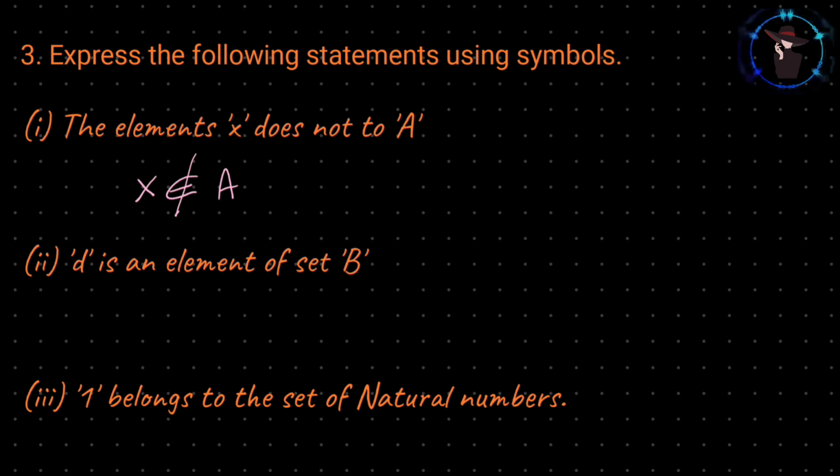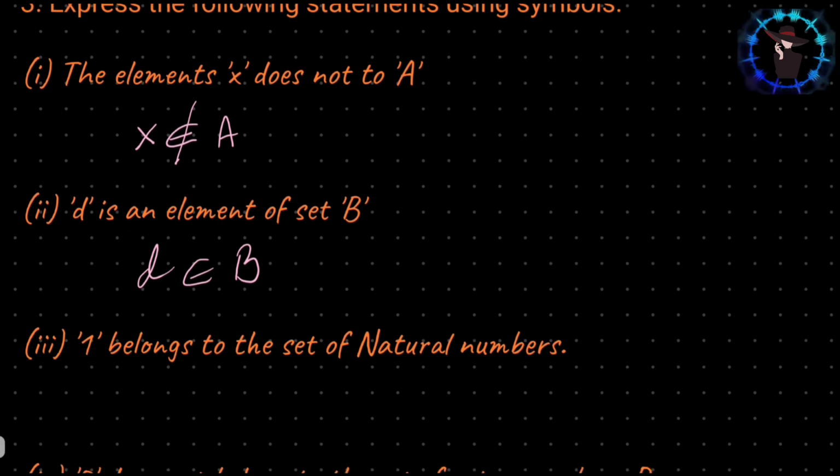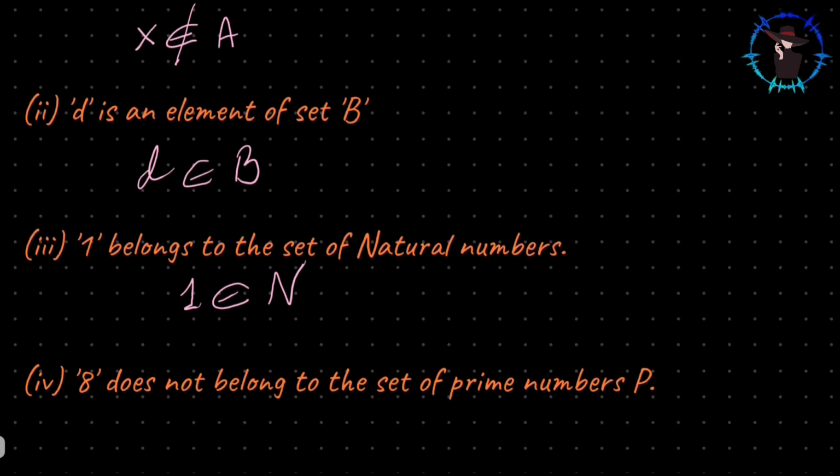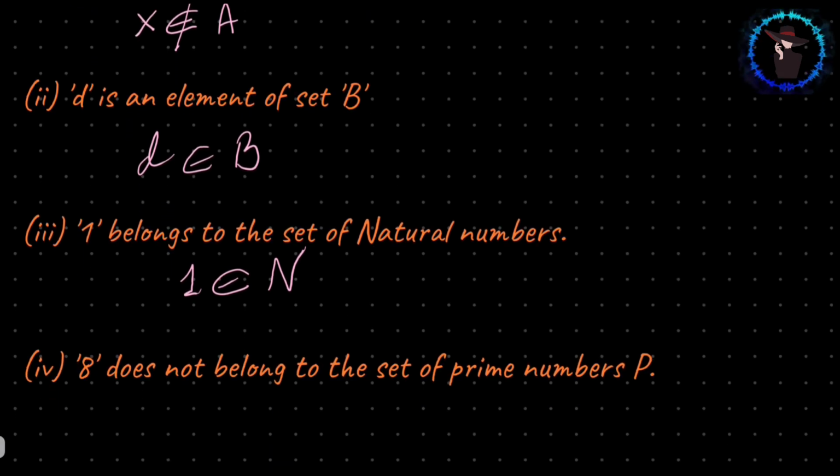Now the next question is, D is an element of set B. So D belongs to set B. Third one, 1 belongs to the set of natural numbers. Means 1 belongs to capital N. That is what the natural number set is denoted by. Fourth one, 8 does not belong to the set of prime numbers. So 8 doesn't belong to the set of prime numbers, which is denoted by capital P.